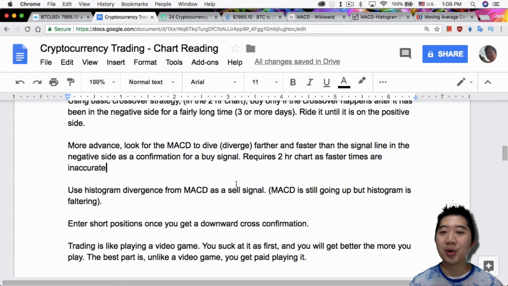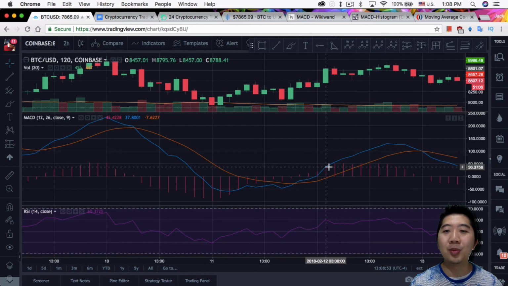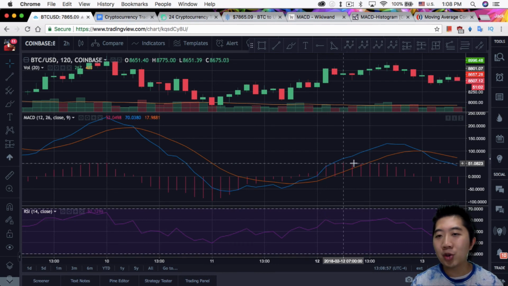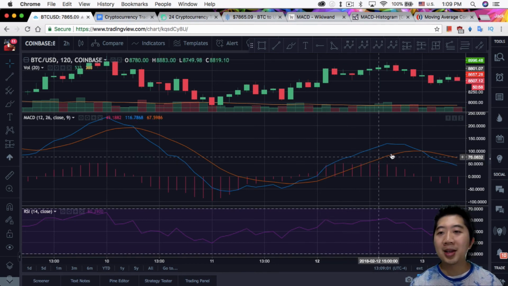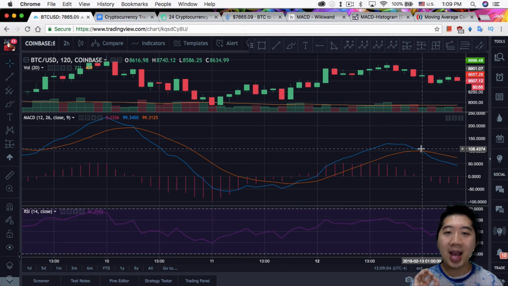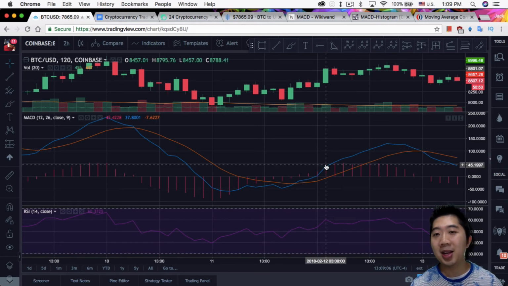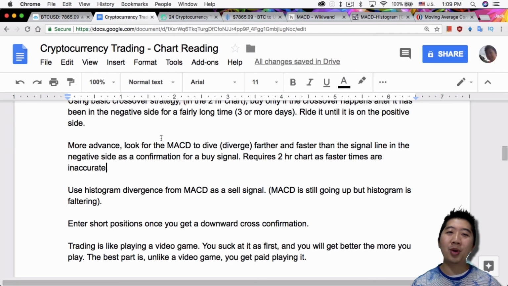So MACD is still going down, but the histogram is faltering. So that's why the histogram is so important, because if you draw trend lines for the histogram, it's not a lagging indicator anymore. And that's the main thing, because MACD itself is a lagging indicator, but the histogram is not if used properly. So that's the important part about it.